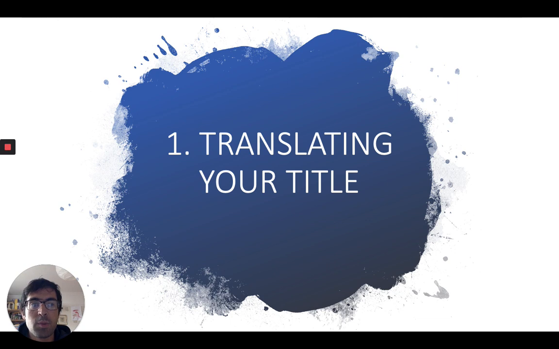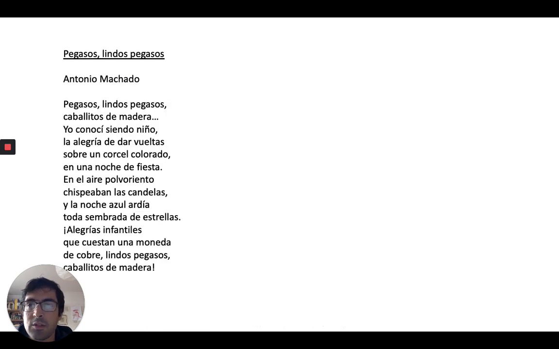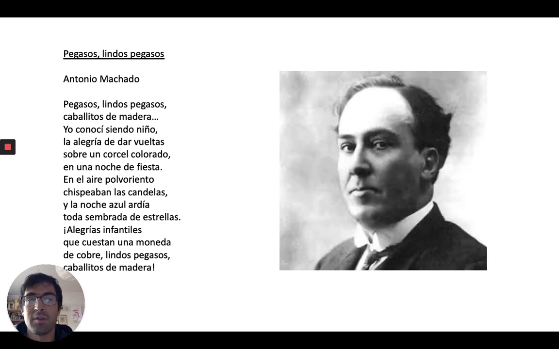Now, in these videos, we're going to be looking at a poem from the book that I mentioned, the primary school booklet. And this poem is called Pegasos, Lindos Pegasos, and it's a Spanish poem by a Spanish poet called Antonio Machado, and here's a nice picture of Antonio. So let's take the title of this poem and have a look at it.